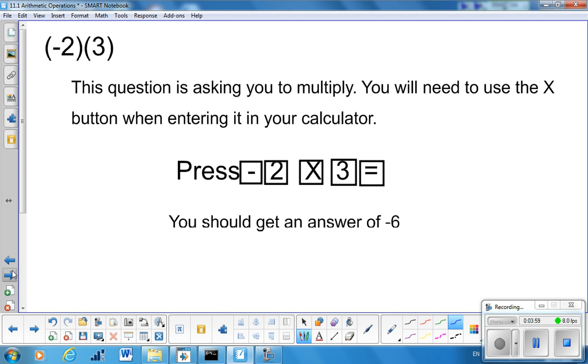To enter in negative 2 times 3, this question is asking you to multiply. You will need to use the multiplication button when entering it into your calculator. So you may be able to enter in negative 2 times 3 equals, or it may be 2 negative times 3 equals. You should be able to get to the answer of negative 6.